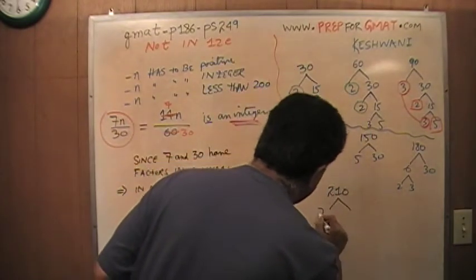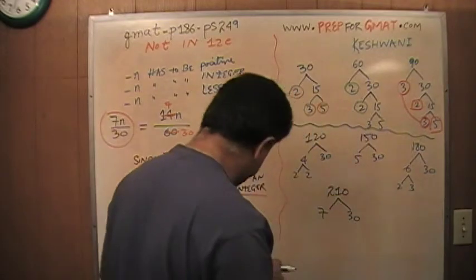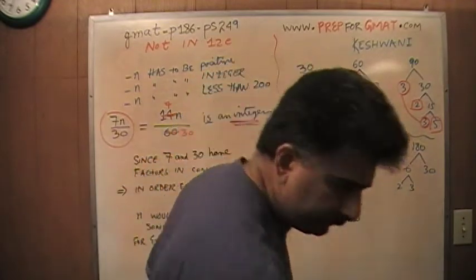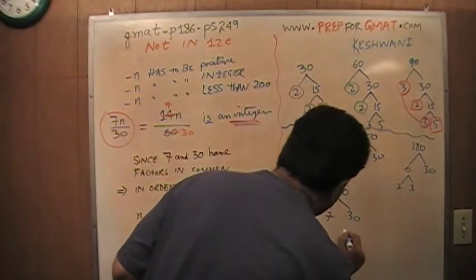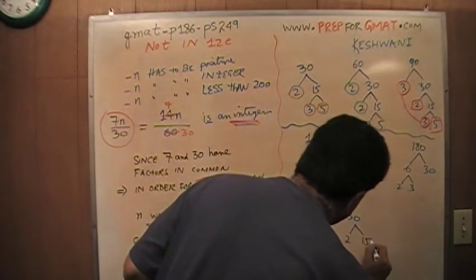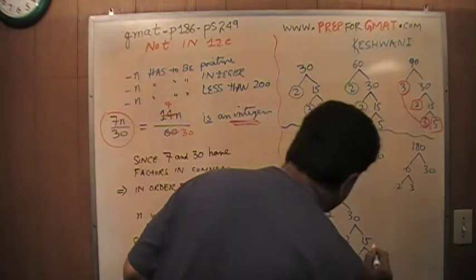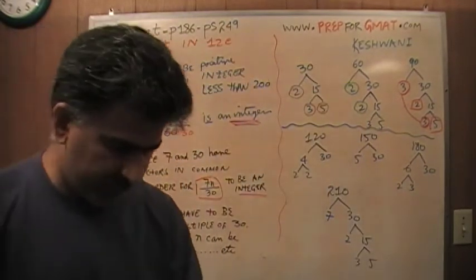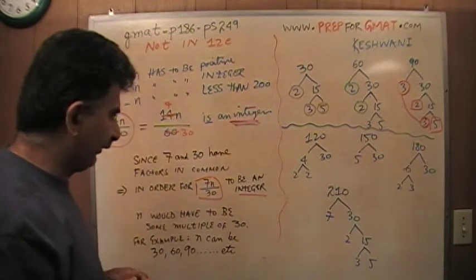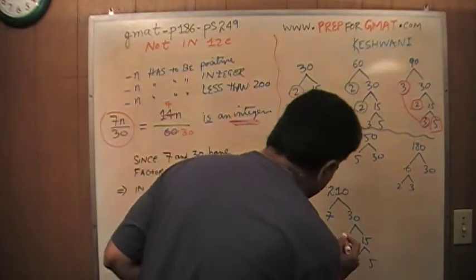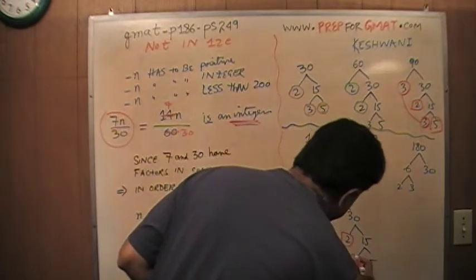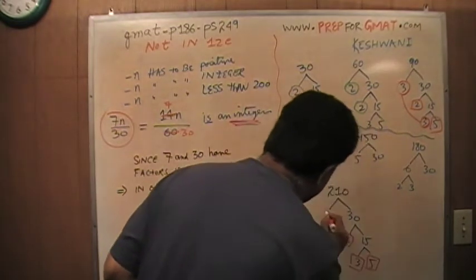Then it will break it into 7 and 30. And then of course 2 and 15 and 3 and 5. Oh boy, now the answer has changed. Now we have 4 prime factors. 210 has 4 prime factors, namely 2, 3, 5 and 7.